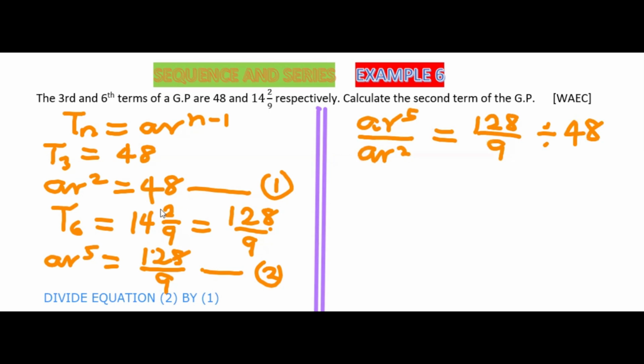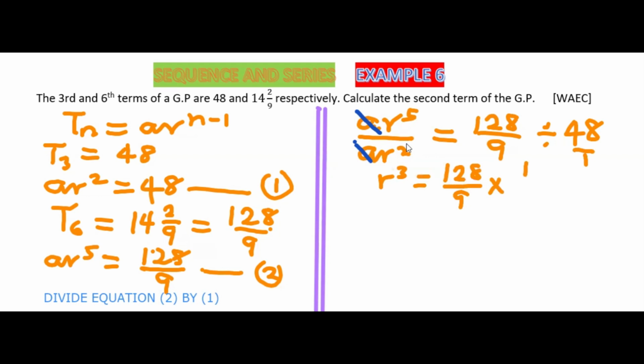Hence, a cancels out a, and r to the power of 5 divided by r to the power of 2, by the law of indices, will be r to the power of 5 minus 2. That should give us r to the power of 3, which equals 128 over 9 times 48 over 1.